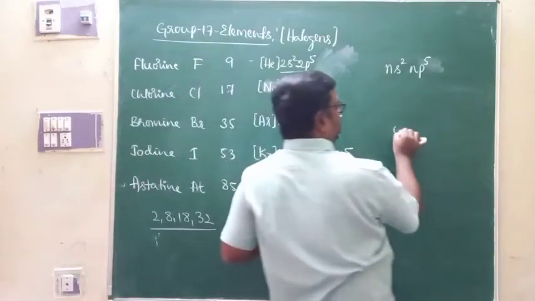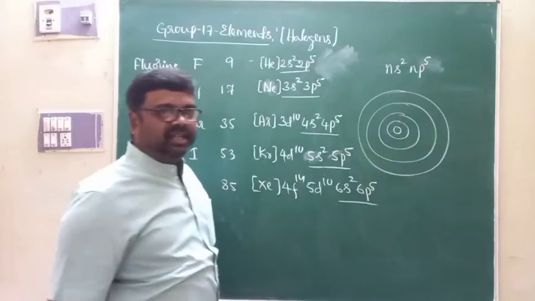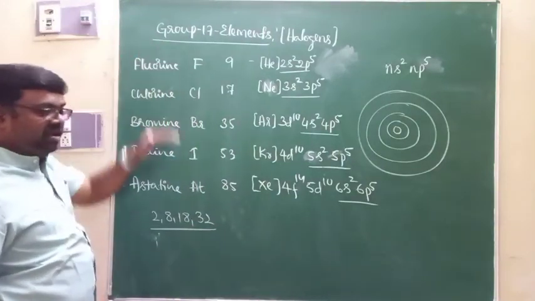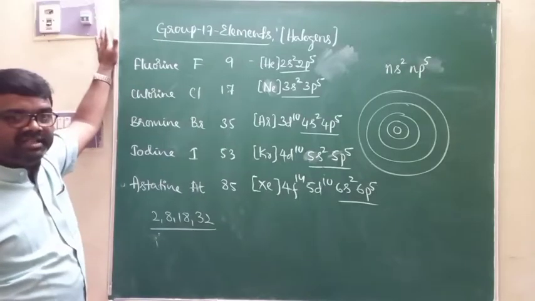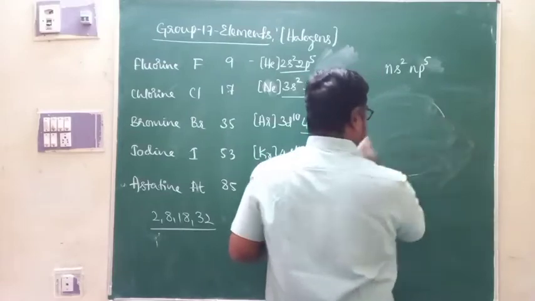That means the number of shells is increased. If the number of shells increases, atomic size increases. Therefore, on moving from fluorine to astatine, atomic size increases. Atomic size increases, and that is what we call group 17 elements.